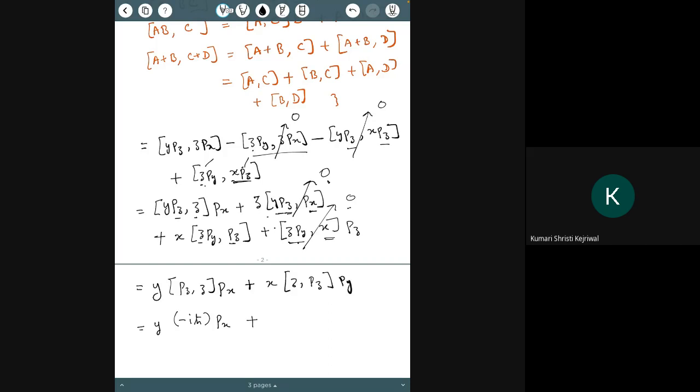Okay. So I'm just telling you that you can skip steps if you look closely. Otherwise, you work it out and you'll end up with the same thing.